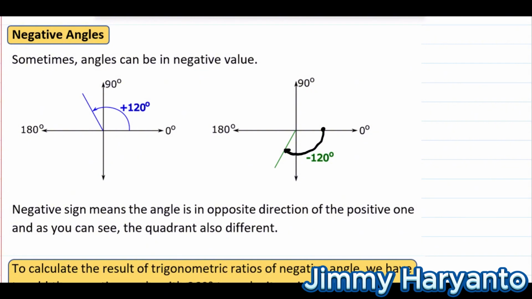Negative 120 degrees will be in the third quadrant. Positive 120 degrees will be in the second quadrant. Okay, so that is the meaning of negative angles.